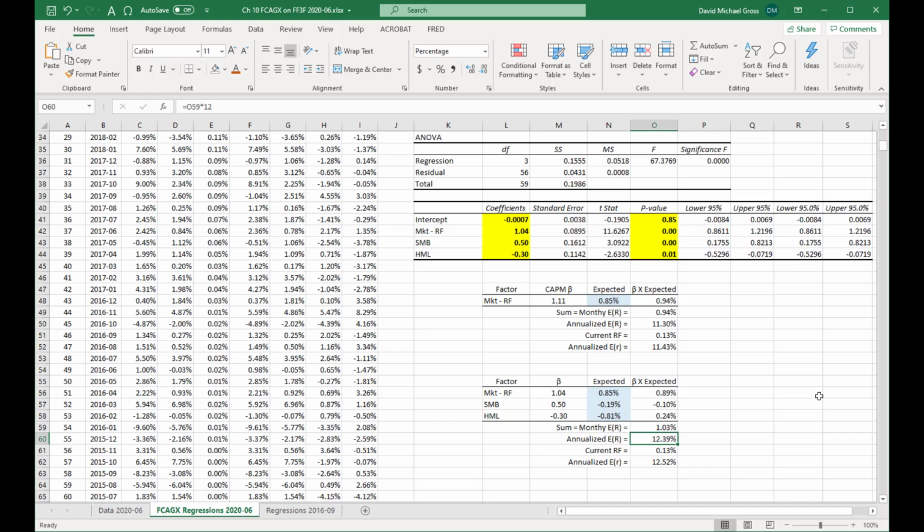When I multiply it, I get 12.39. Note that there's a little bit of a rounding error here. I'm not rounding, and so that's why, when I multiply this by 12, I'm not getting 12.36, I'm getting 12.39. Again, here's the current risk-free rate, which I then add to this to get the annualized expected return of 12.52%.